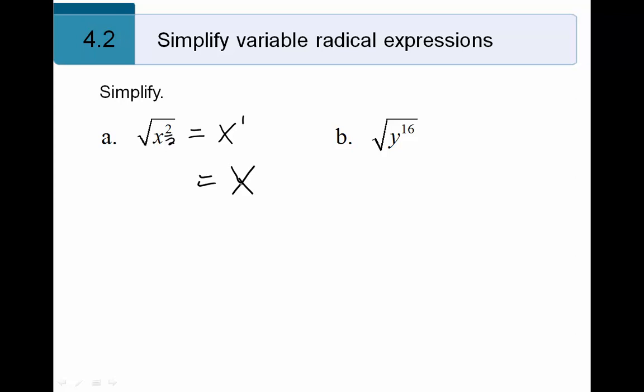The square root of y to the 16th, 16 divided by 2. Please do not be tempted to say it's y to the 4th. Okay, the square root of 16 is 4, but we're not finding the square root of 16. We're finding the square root of y to the 16th, which will be equal to y to the 8th, because y to the 8th squared is y to the 16th.